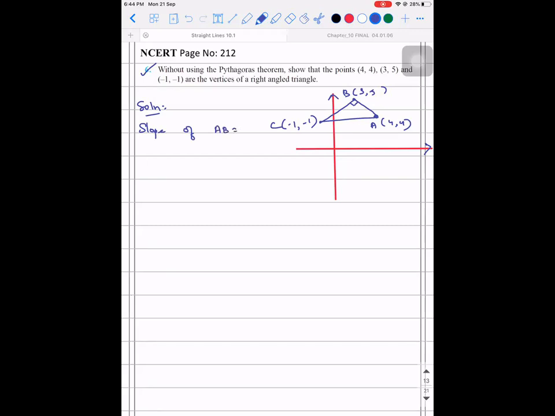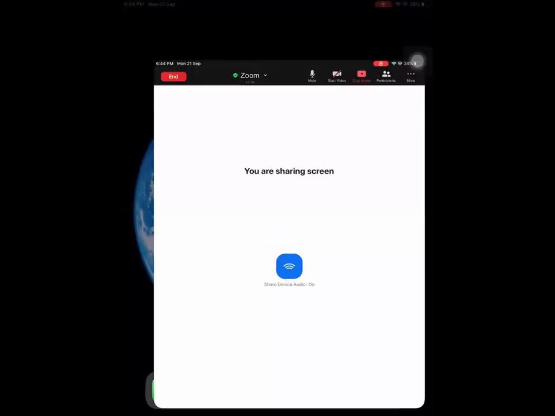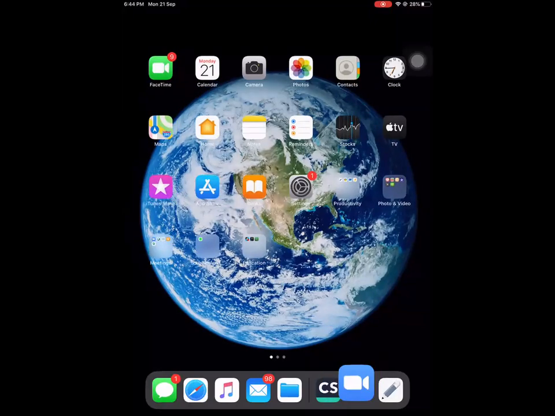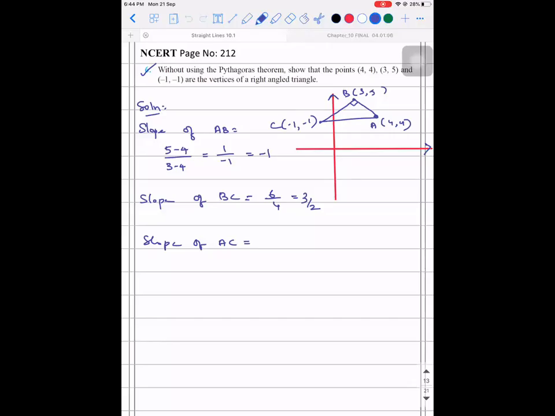What is the slope of AB? 5 minus 4 divided by 3 minus 4. That will be 1 divided by minus 1, that is minus 1. What is the slope of BC? 6 by 4. That will be 3 by 2. What is the slope of AC? Slope of AC will be 5 by 5, that is 1.